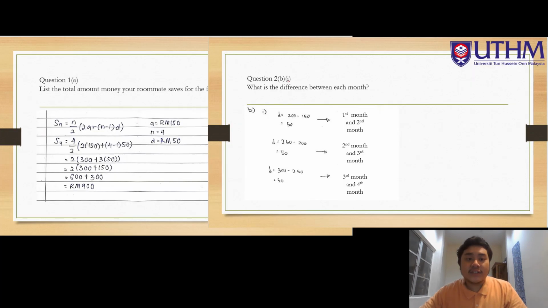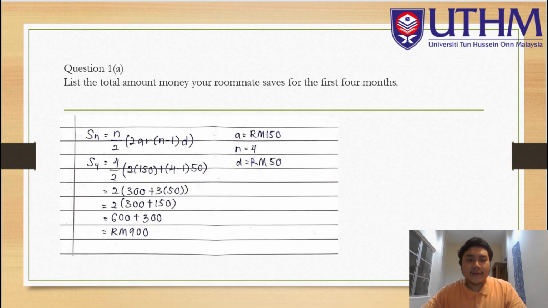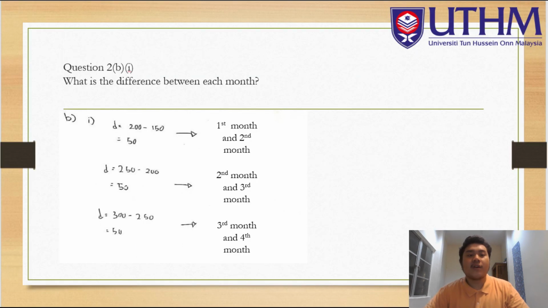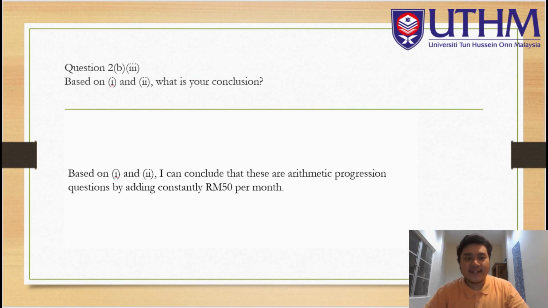There are 2 questions, 2A and 2B. 2A, list the total amount of money your brother saves for the first 4 months. You need to use this formula to answer these questions. a equals RM150, n equals 4, and d equals RM50. And you will get the answer. The answer is RM900. There are 3 parts for question 2B: Part 1, Part 2, and Part 3.